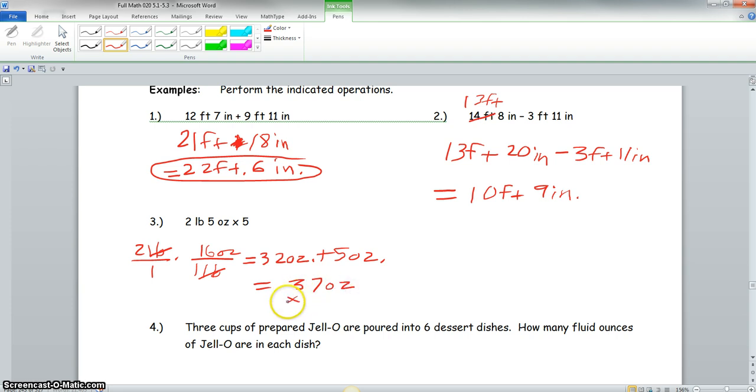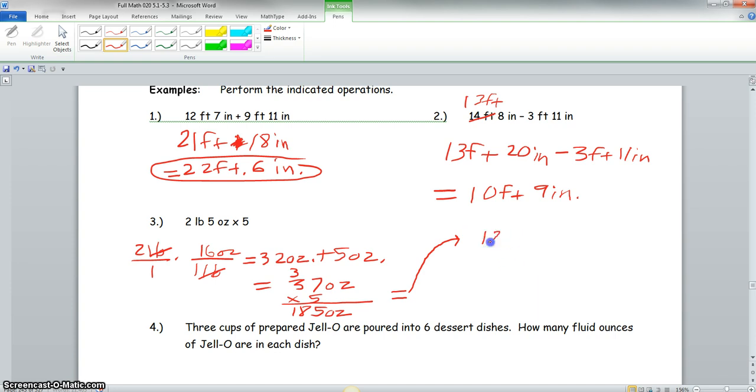Now we need to multiply this by 5. 7 times 5 is 35. 5 times 3 is 15, plus 3 is 18. So it's 185 ounces. Now we have to change this back to pounds and ounces like we had earlier. So what we could do is we could take our calculator. Okay, so this is how we could do this.